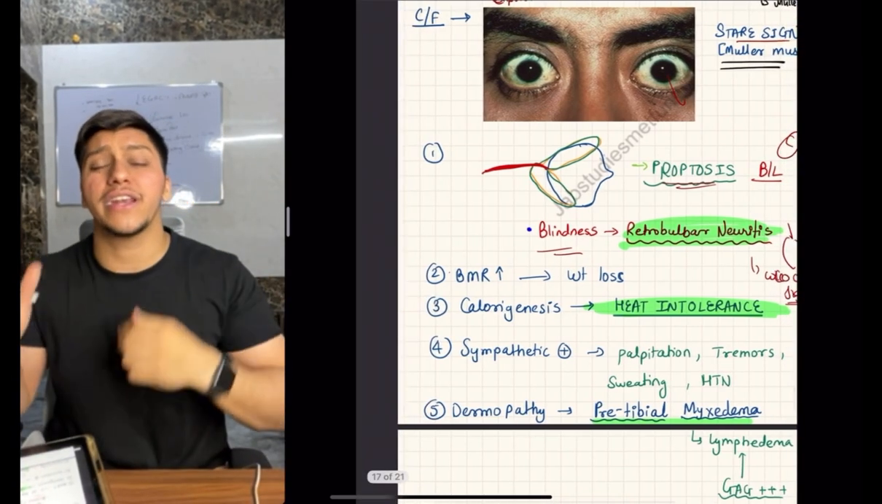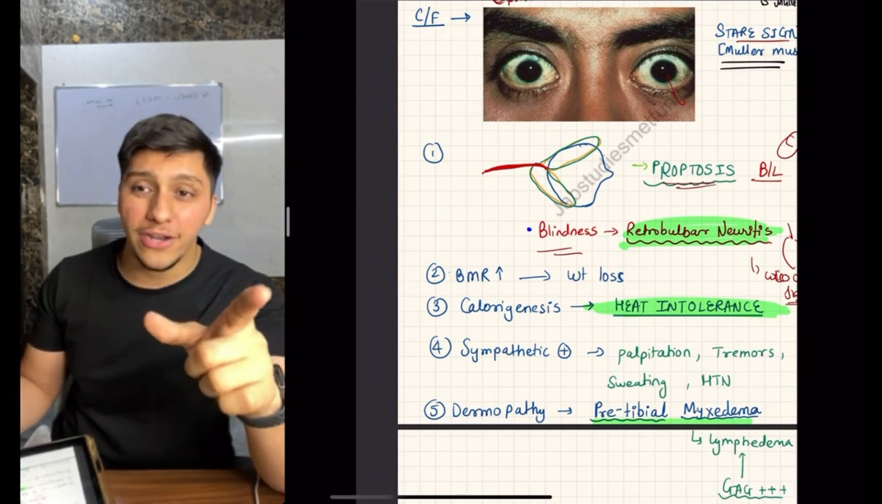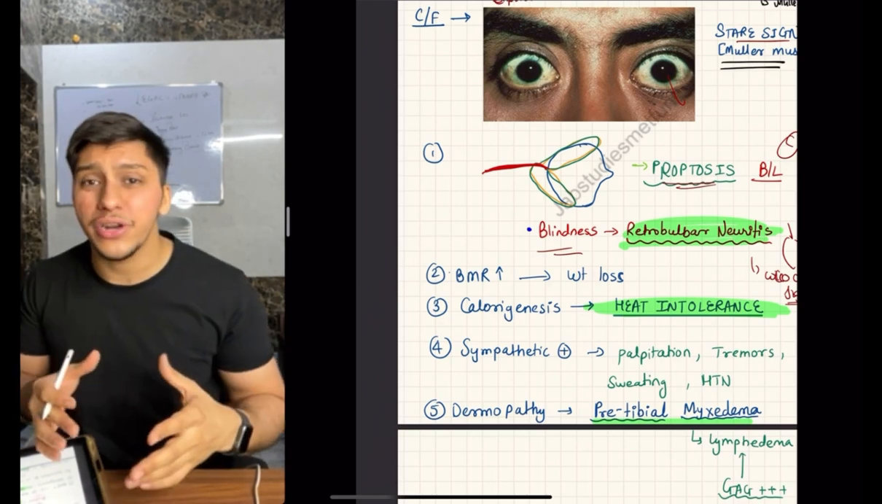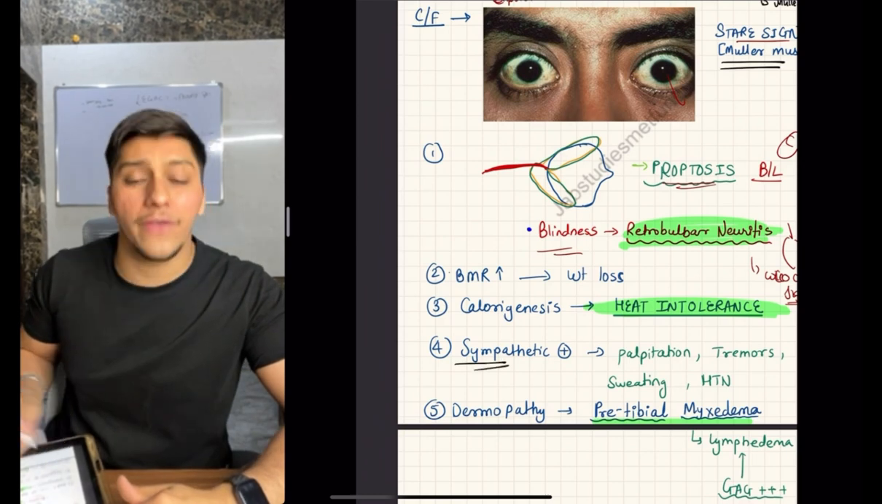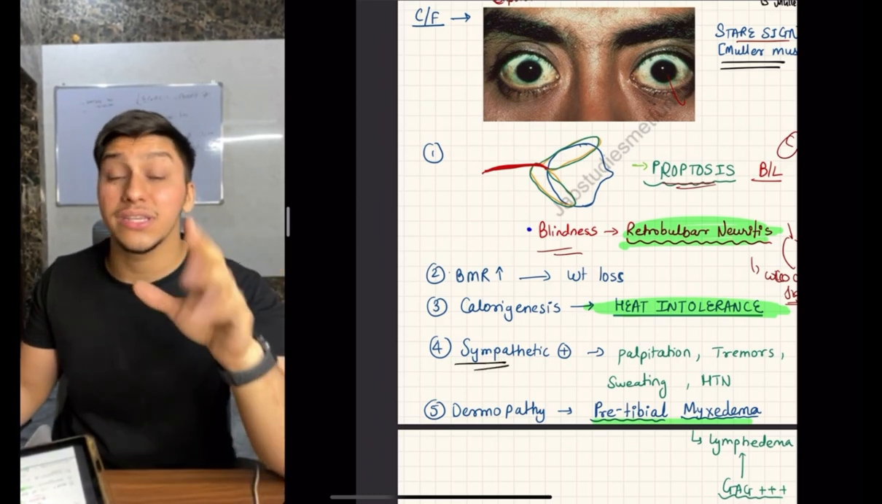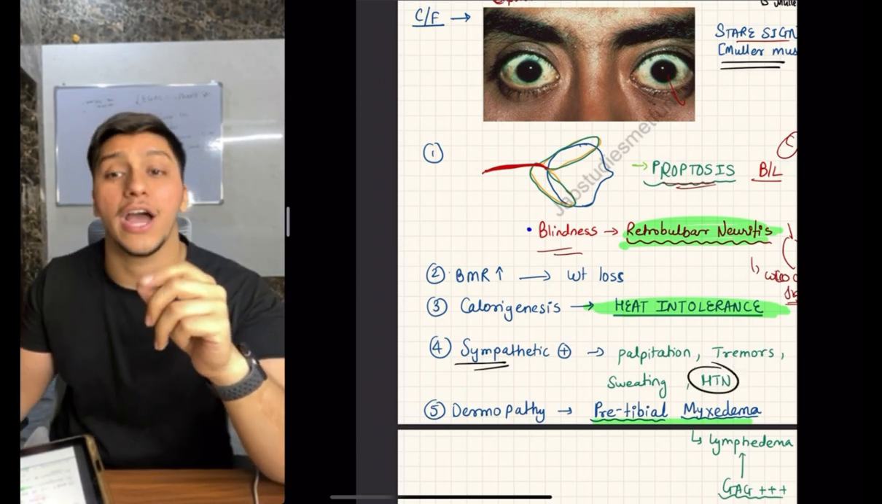As I told you, thyroid means everything. The basic metabolic rate is very fast. If the basic metabolic rate is very fast, the patient is going to have weight loss. Calorigenesis, too much heat is being produced. That's why they are very intolerant, especially in the summer. Too much heat. The symptomatic effects: the patient is going to have tremors, palpitations, signs of arrhythmia, sweating, and hypertension. Very important, hypertension as well.